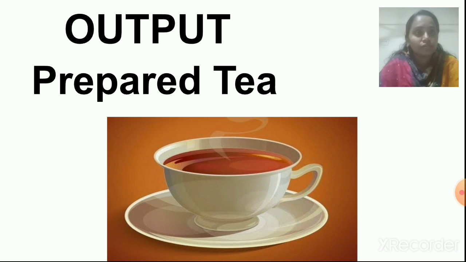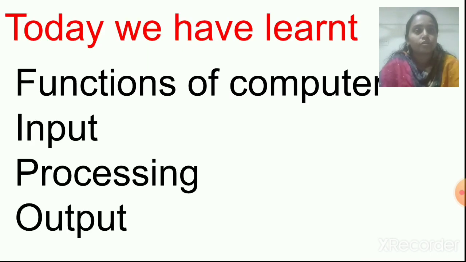So all understood, children? What is input, process and output? In the same way a computer works: input, processing and output. So children, I hope you all understood this IPO cycle, that is input, processing and output. So we have learned today the functions of a computer, that is input, processing and output. Children, I hope you all understood this. Okay, read the textbook and go through it. This is chapter number 1.